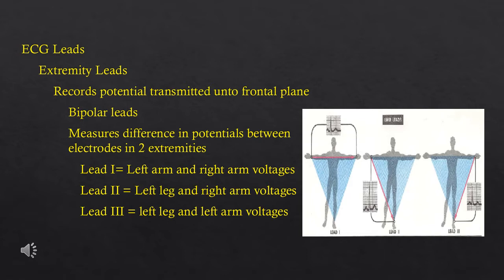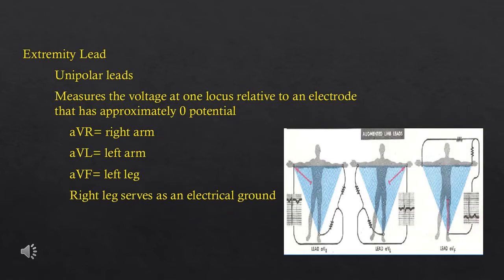Lead 1 for left arm and right arm voltages. Lead 2 for left leg and right arm voltages. Lead 3 for left leg and left arm voltages. The unipolar leads measure the voltage at one locus relative to an electrode that has approximately zero potential. AVR for right arm, AVL for left arm, AVF for left leg, and the right leg serves as an electrical ground.